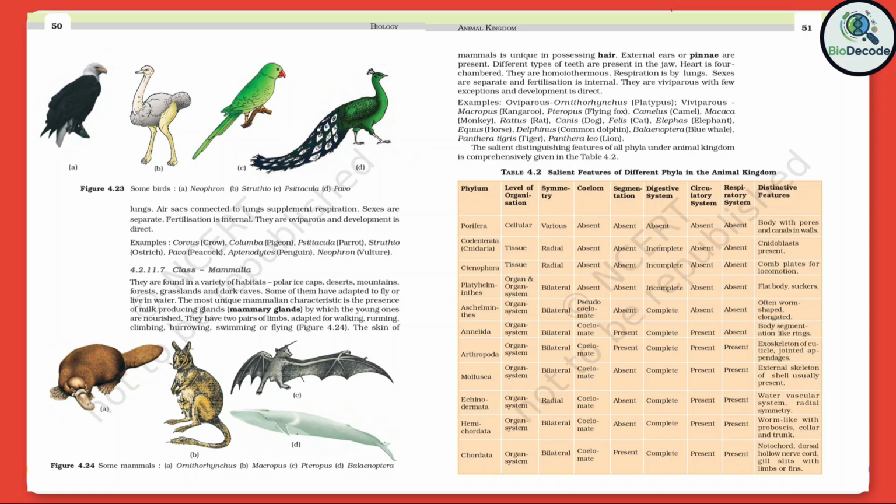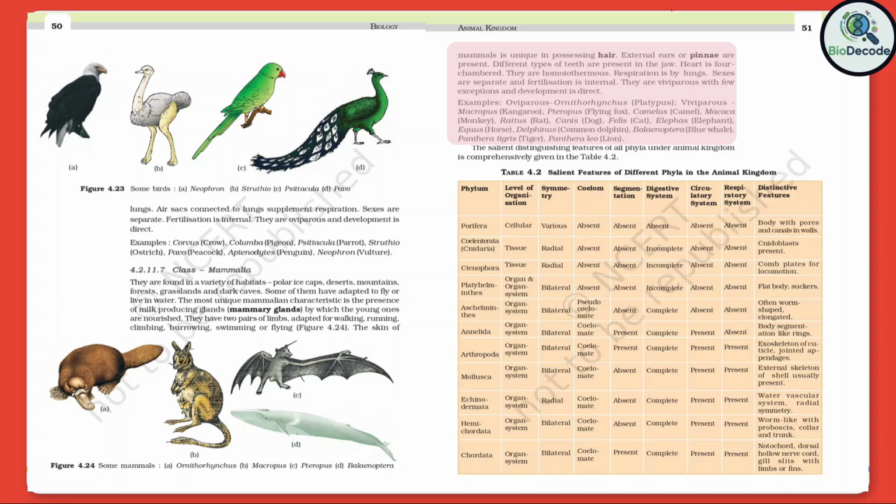Class Mammalia. They are found in a variety of habitats: polar ice caps, deserts, mountains, forests, grasslands, and dark caves. Some of them have adapted to fly or live in water. The most unique mammalian characteristic is the presence of milk-producing glands, mammary glands, by which the young ones are nourished. They have 2 pairs of limbs, adapted for walking, running, climbing, burrowing, swimming, or flying. The skin of mammals is unique in possessing hair.